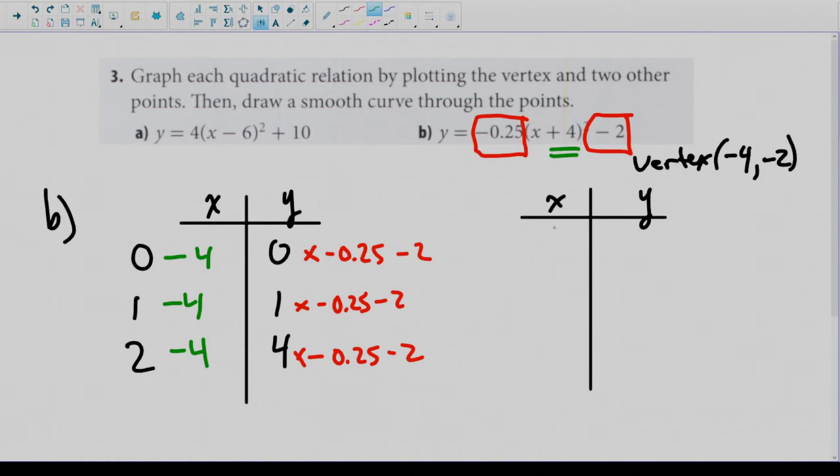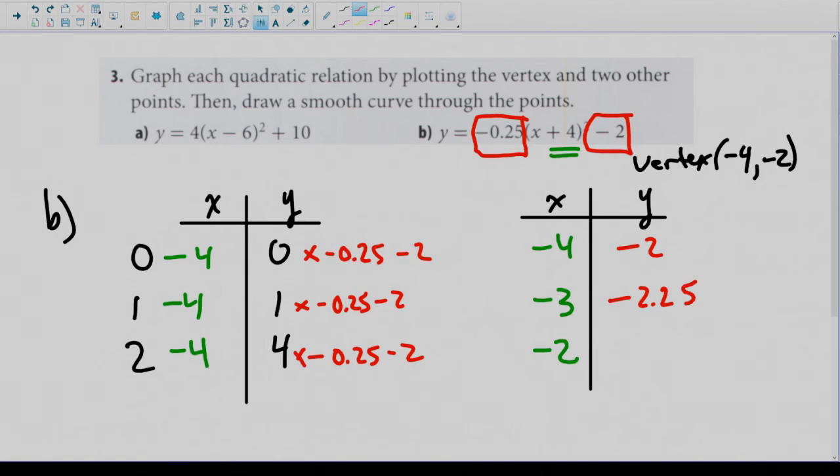So what are our x values? We've got negative 4, negative 3, and negative 2. What are our y values? 0 times anything is 0. Minus 2 is minus 2. Now 1 times negative 0.25 is negative 0.25, minus 2 would be negative 2.25.